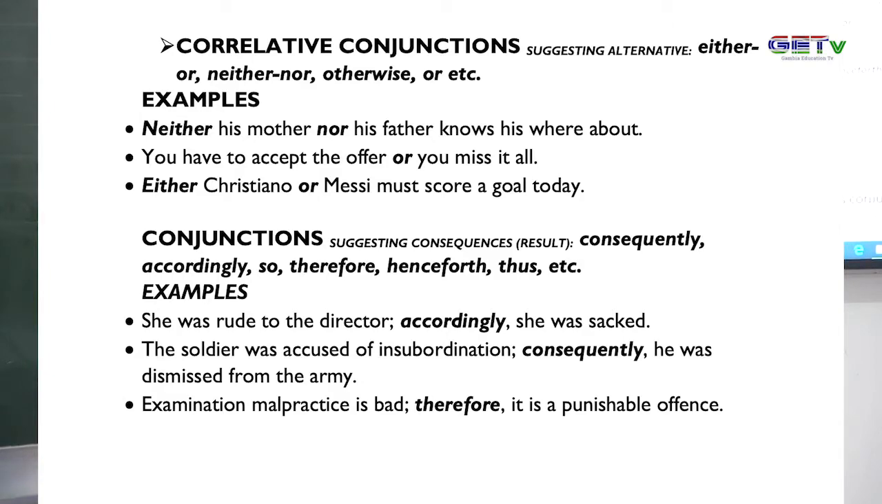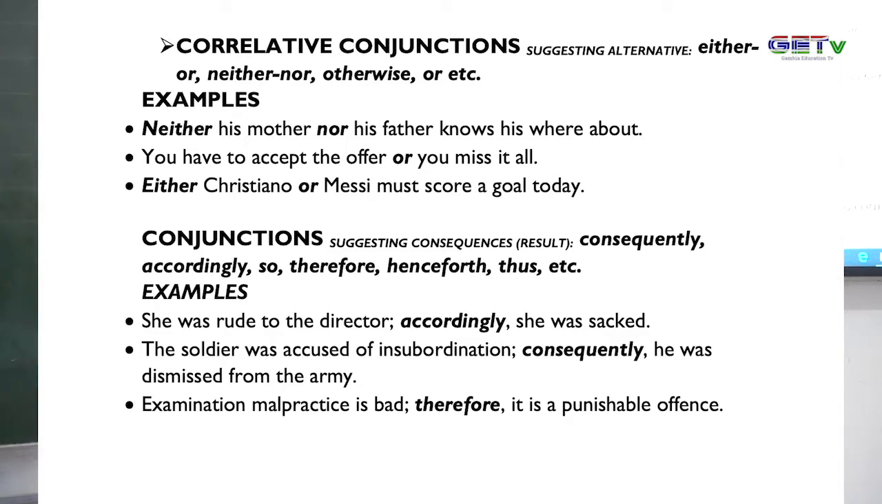2, you have to accept the offer, or you miss it all. When you look at this example also, we have there or, which is suggesting alternative, is this or the other one. So that's what it does here. Then we move on to the third example. We have either Cristiano or Messi must score a goal today. Get the point? Here, you are trying to suggest alternative, either Cristiano or Messi. So it means if Cristiano fails to score, then Messi is likely going to score.